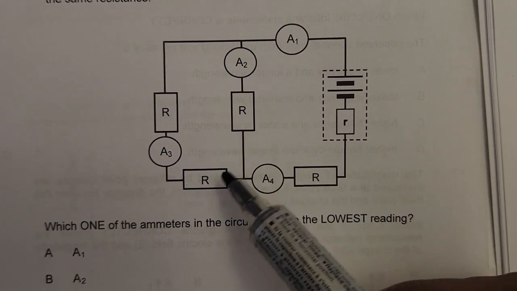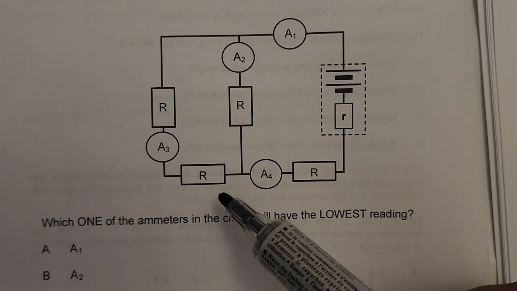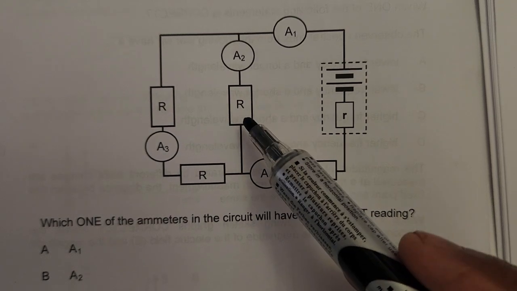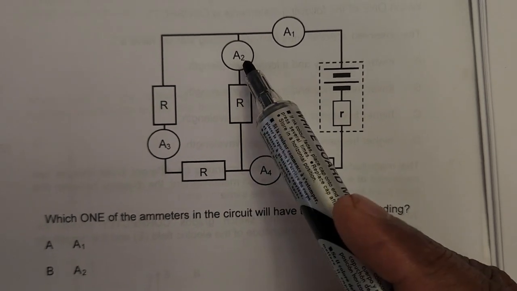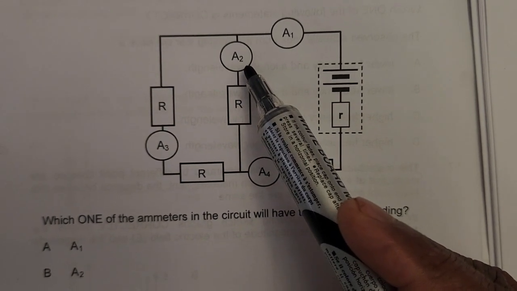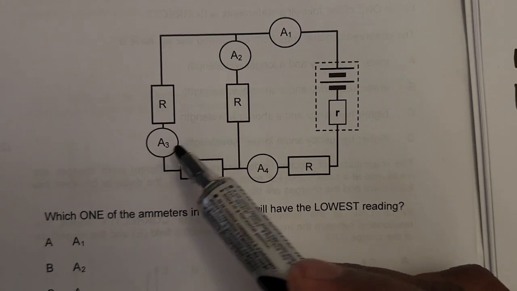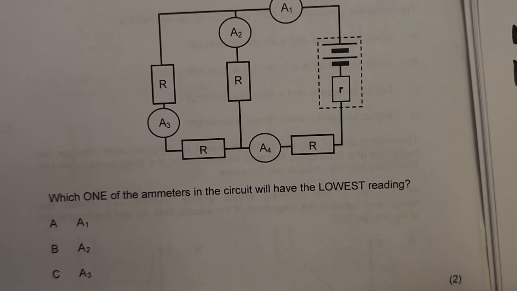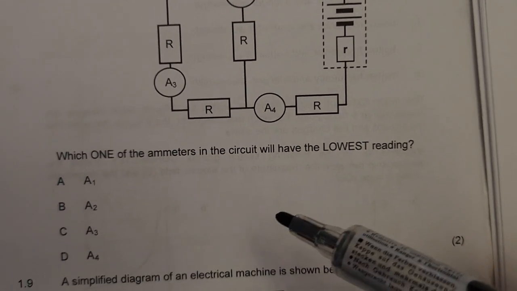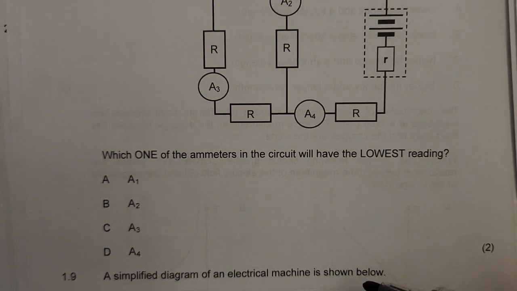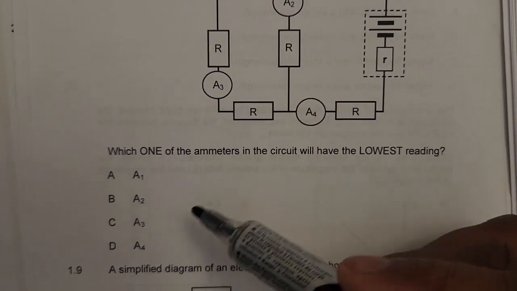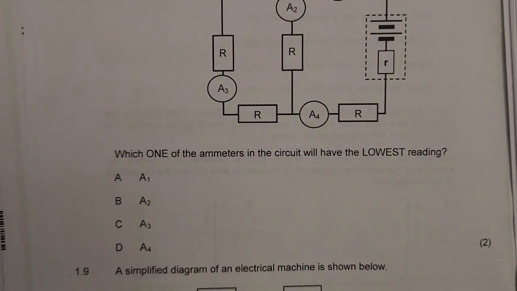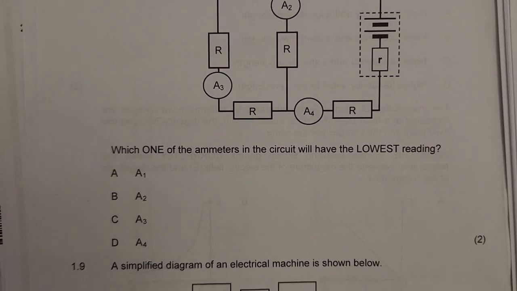But if you look at this one, the resistance in A3 is bigger than the resistance in A2. Therefore, A2 will carry more current than A3. So A3 will be the least here. Which one of the ammeters will have the lowest reading? We've already analyzed, it's A3. So C becomes the best bet in this case.